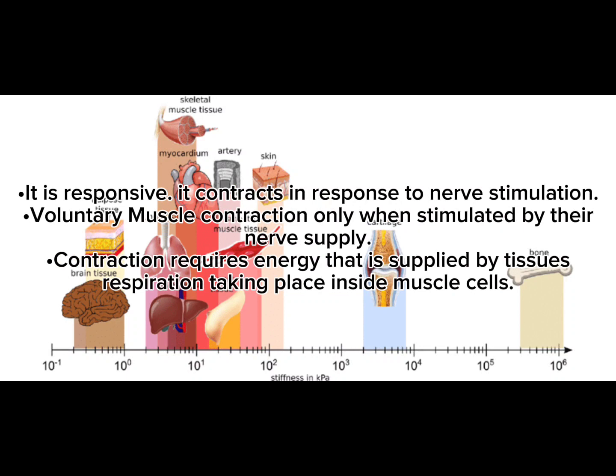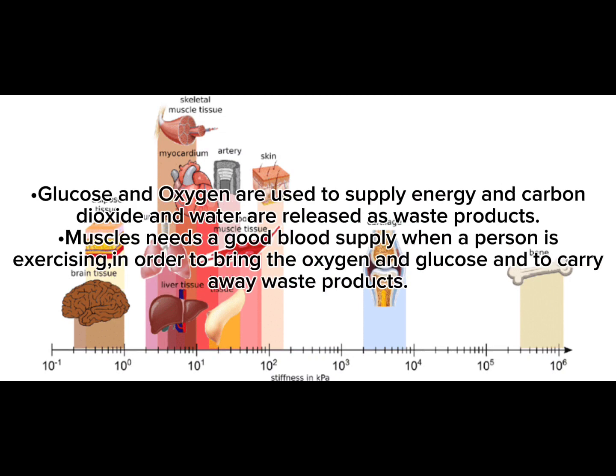It is responsive. It contracts in response to nerve stimulation. Voluntary muscle contracts only when stimulated by its nerve supply. Contraction requires energy that is supplied by respiration taking place inside muscle cells. Glucose and oxygen are used to supply energy, and carbon dioxide and water are released as waste products. Muscles need a good blood supply when a person is exercising, in order to bring the oxygen and glucose and to carry away waste products.